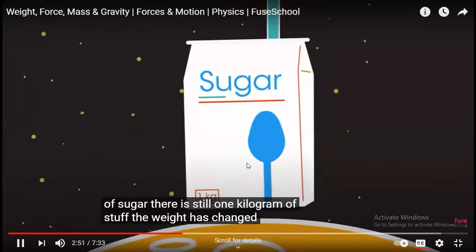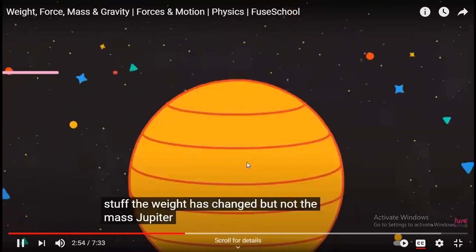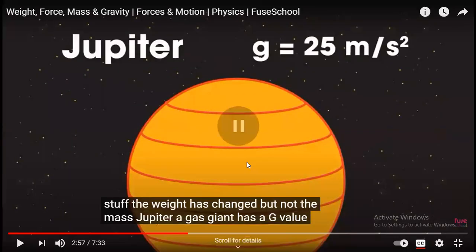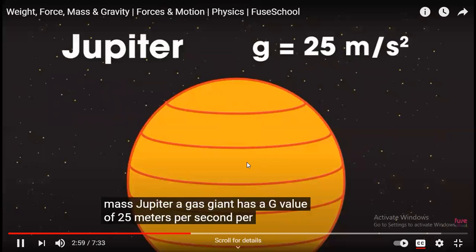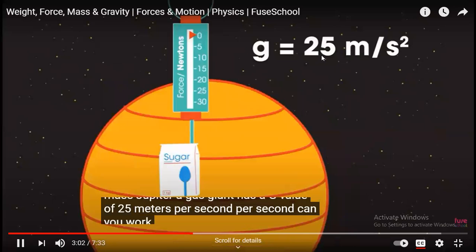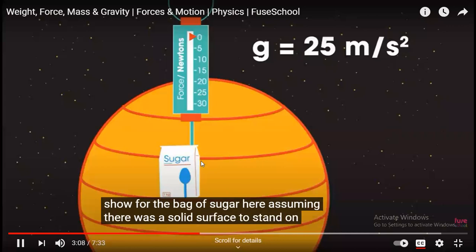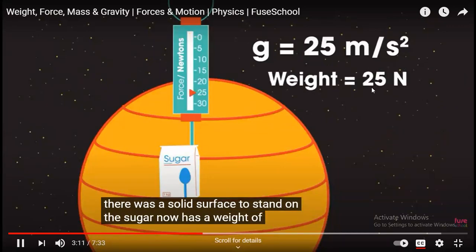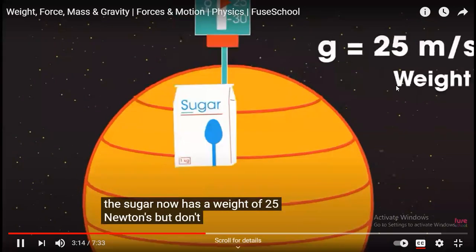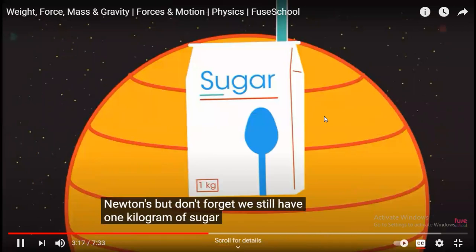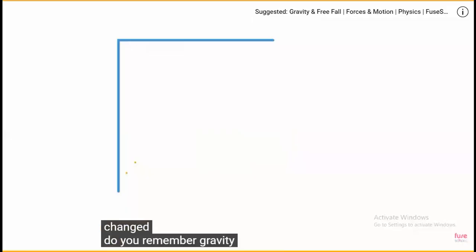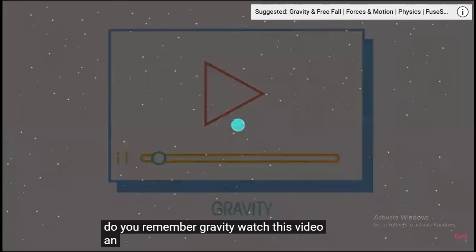So 1 kilogram of sugar on the moon weighs 1.6 newtons. Now, Jupiter is another planet in the solar system. Its acceleration due to gravity is 25 meters per second squared. So this one, it has the highest acceleration due to gravity. So the weight of a mass of 1 kilogram on Jupiter, it would be 25 newtons. That is quite big. Whereas on Earth, it was only 10 newtons, but on Jupiter, it is 25 newtons.